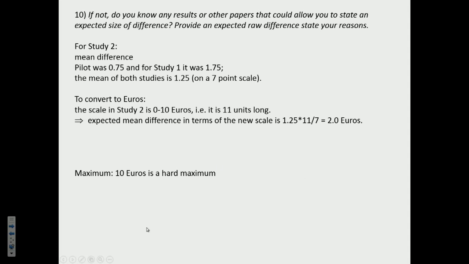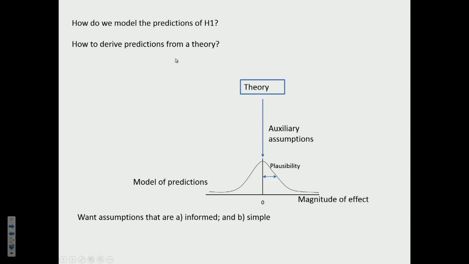So to go back to the general problem: how do we model the predictions of H1? That's what we need to do a Bayes factor. How do we represent what our alternative hypothesis is saying, what our theory is saying? How do we represent what it's actually predicting? Well, it's the same problem as how you derive predictions from a theory, which we've been talking about. You have a substantive theory, and we need auxiliary assumptions to get to particular predictions. What do we want from those assumptions? We want them to be informed and simple. And that's just what it is with the Bayes factor, because doing Bayes is doing science. So we want informed and simple auxiliaries that lead us to representing what our theory predicts.